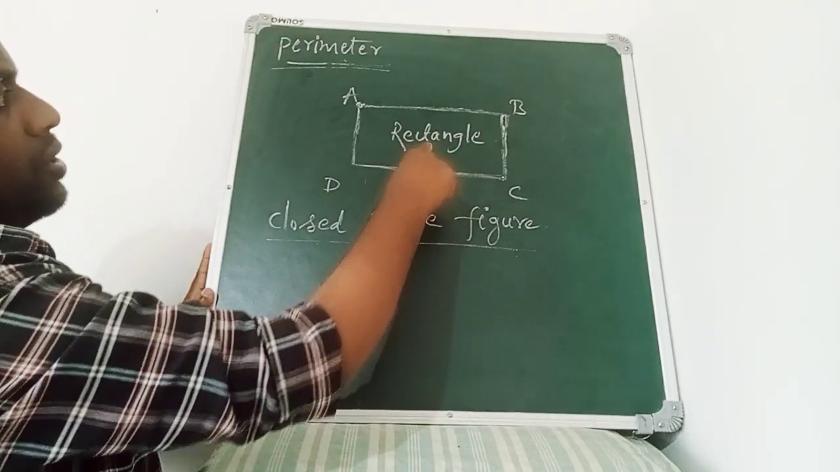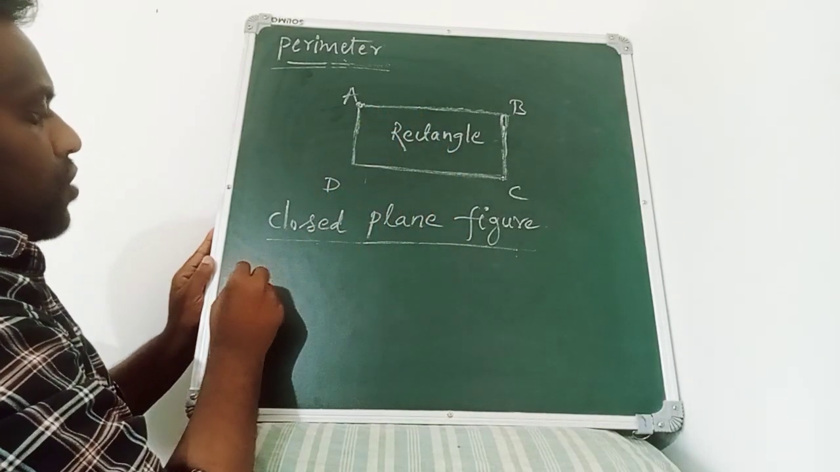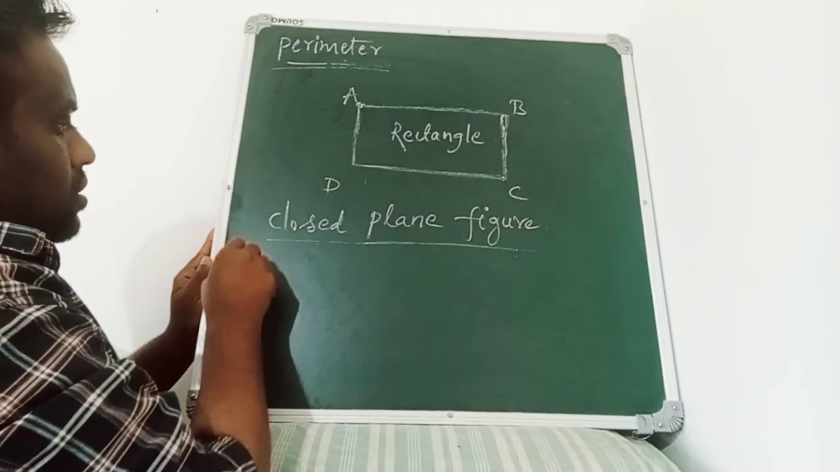Now, how to find the perimeter of this rectangle? So this is a formula I have to remember. See.